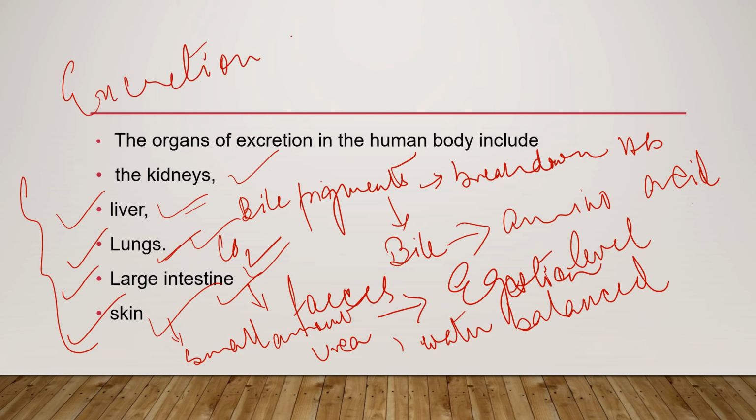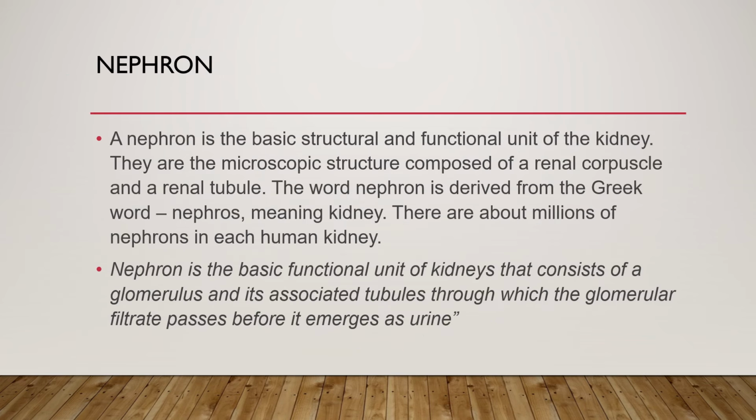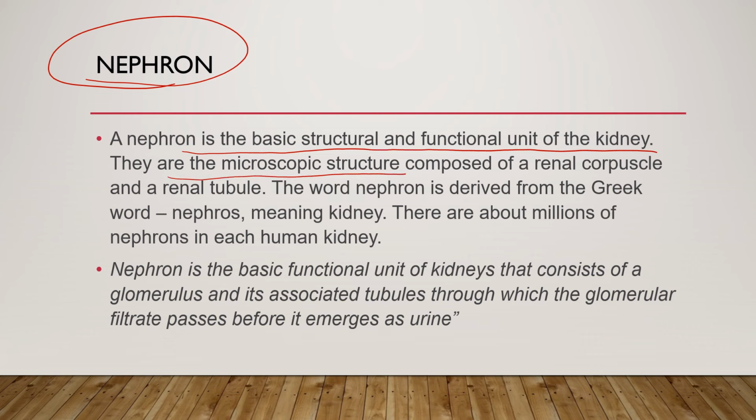Now we will move on to the next part. Now we are here with nephron. It is very important when we are studying kidney that we study about nephron, because each kidney is made up of a huge number of nephrons. So nephron is the basic structural and functional unit of kidney. They are microscopic structures composed of renal corpuscle and renal tubule. So this also we will discuss in detail in the next slide.